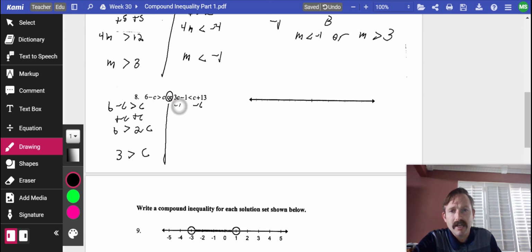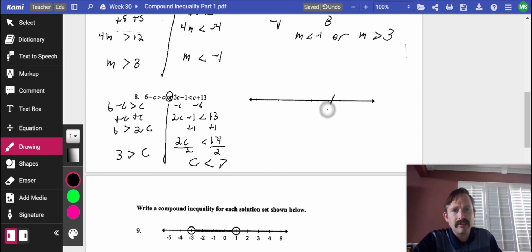I'm going to subtract c on both sides. I get 2c minus 1 is less than 13. Now I can add 1 to both sides. I get 14 is less than 2c. All right, well, divide by 2 on both sides, because the opposite of times is divide, okay, and I'm left with c is less than 7. So it looks like I'm going to have this number 7, and it's going to go this way. And then I'm going to have 3, and it's going to go this way.